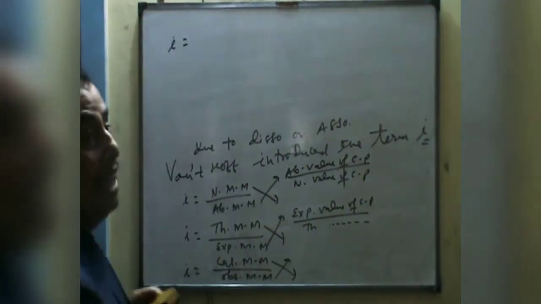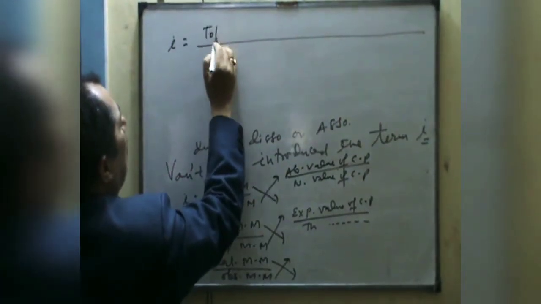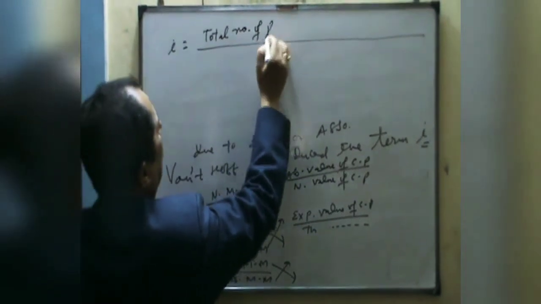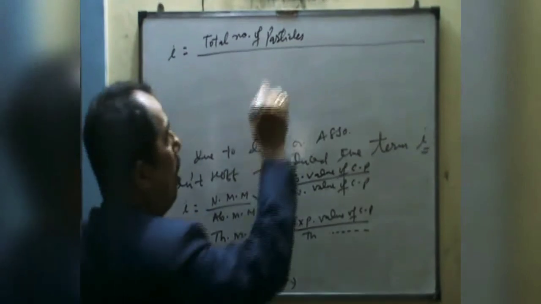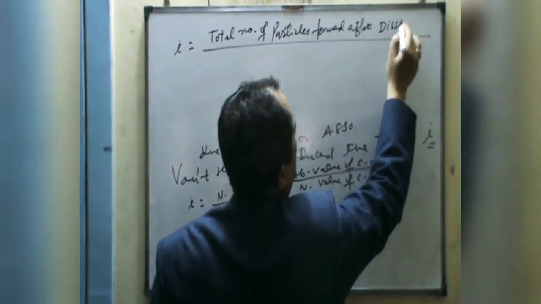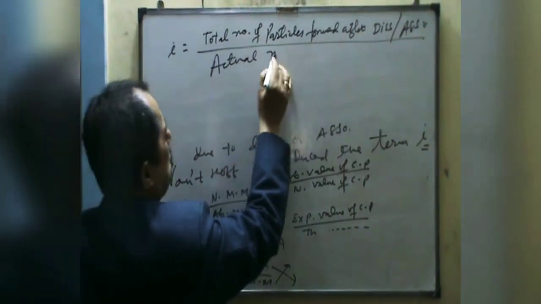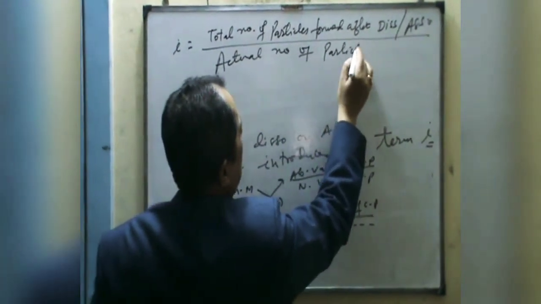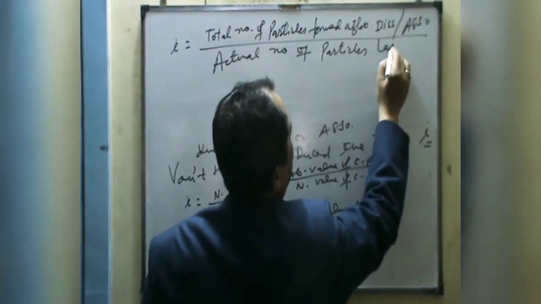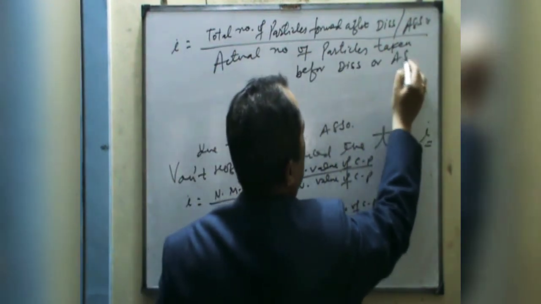See, another definition given by van't Hoff to explain the abnormal molar mass is: i is further defined as the ratio between the total number of particles formed after dissociation or association divided by the actual number of particles taken before dissociation, or what is there?